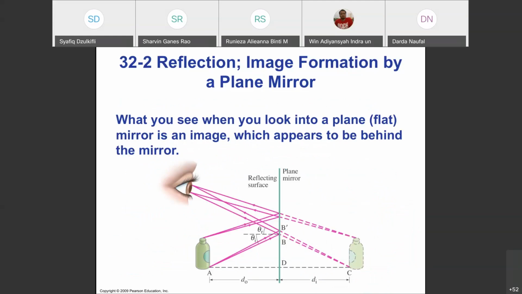So in the case of a flat mirror, what you see when you look into a plane mirror is an image which appears to be behind the mirror. So, formation of a virtual image by a plane mirror. Exactly the same. The image will be equal to the object. The distance will be equal. It's just the object which will appear behind the mirror. Okay, this is for the plane mirror.